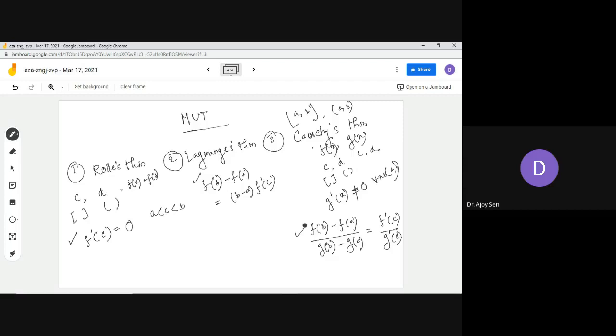Both functions are derivable in the open interval. And the third point is that we take the derivative of the g function to be non-zero for all x belonging to the open interval. If this happens, you will see that (f(b) minus f(a)) divided by (g(b) minus g(a)) is equal to f dash c divided by g dash c.